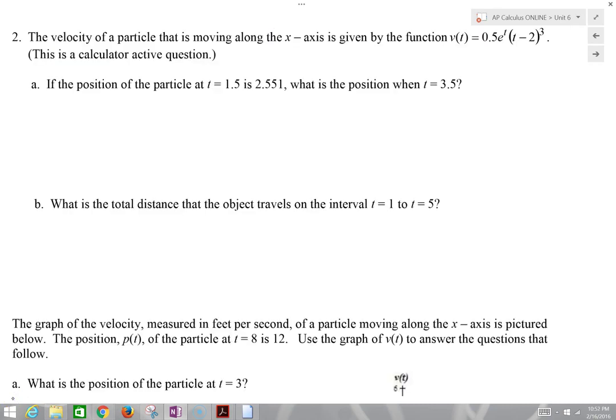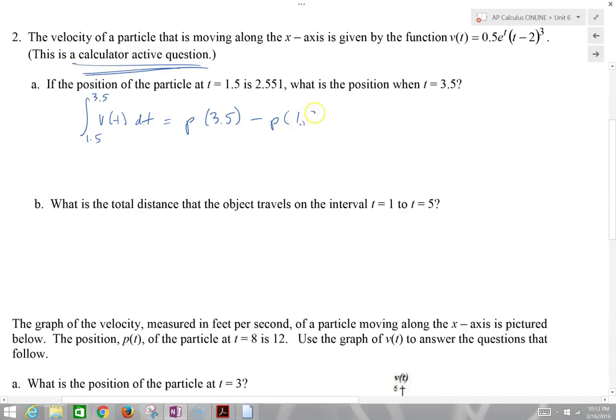On the next page, we have a calculator active question. But we're going to do this problem the exact same way, but we're going to use our calculator to find some of the values. So we're going to use the fundamental theorem of calculus that says we're going to take the velocity function from 1.5 to 3.5. We're going to take the antiderivative of that. The antiderivative of velocity is position, so we take the position at 3.5 and we subtract the position at 1.5.